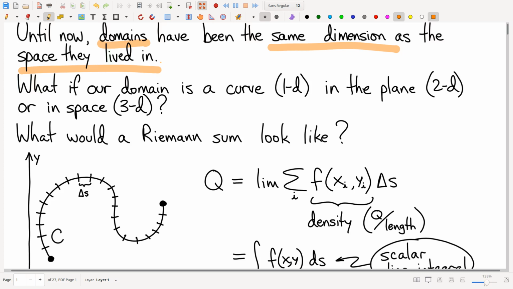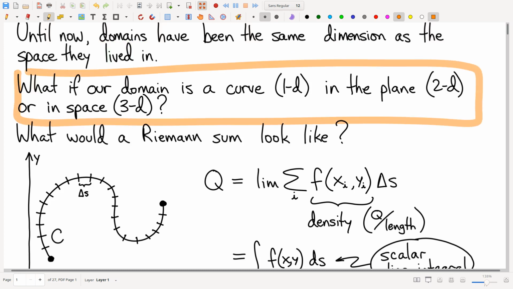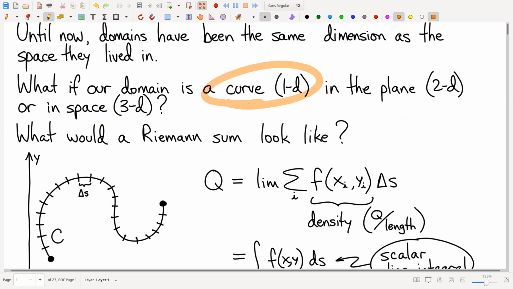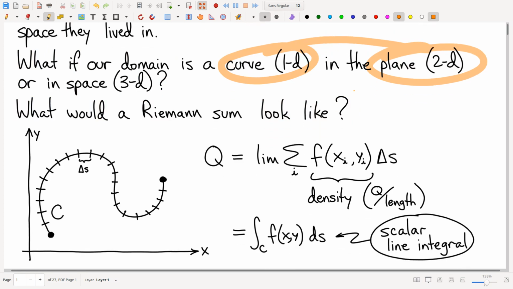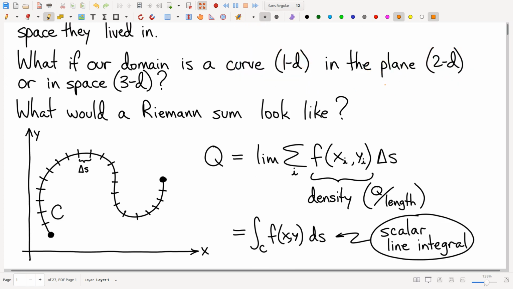Okay. So we're going to entertain now the question of what if that doesn't happen? What if our domain is dimensionally smaller than the world that it lives in? And this happens, right? So we can talk, for example, about a curve that lives in space, or easier, a curve that lives in the xy plane. Right? So, for example, suppose I had a domain that was, let's say, kind of like this.